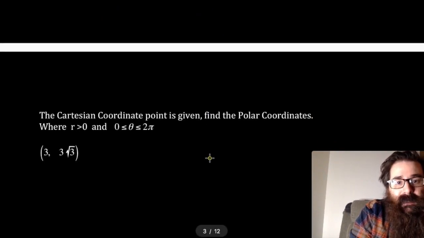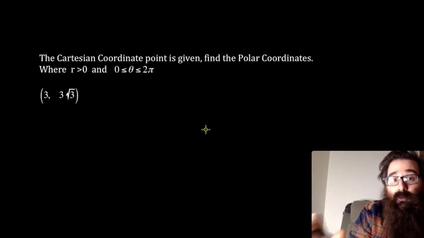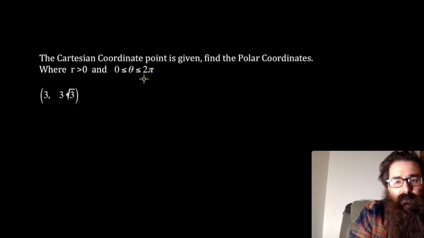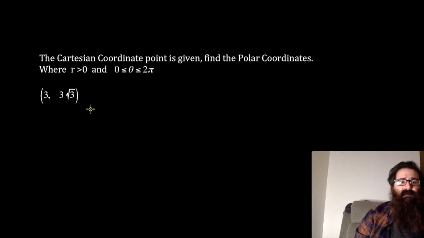Well, okay, let's talk about going in the other direction. Here I'm given the Cartesian coordinate point. I want to find the polar coordinate version of this. And I'm trying to make a restriction where r is positive and that theta is between 0 and 2 pi. So let's go ahead and take a look at this.